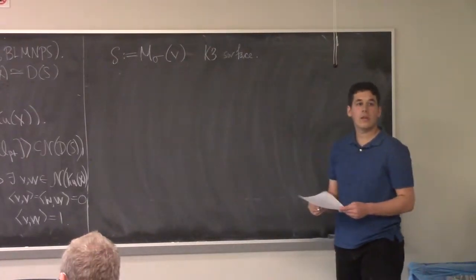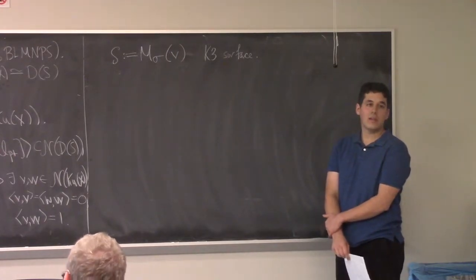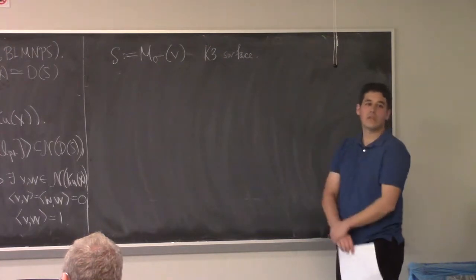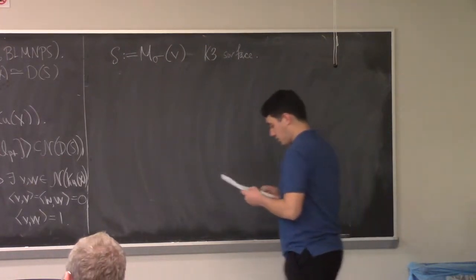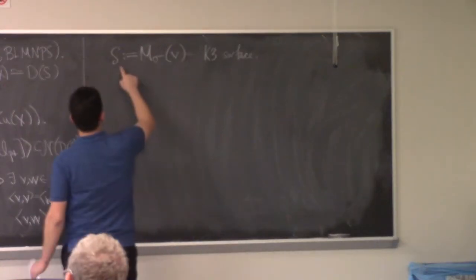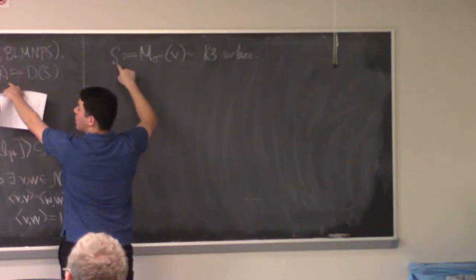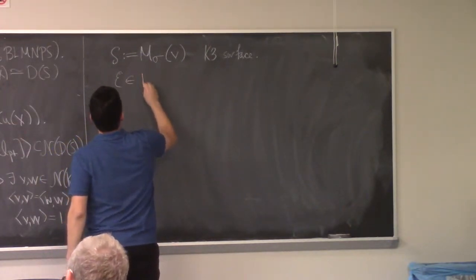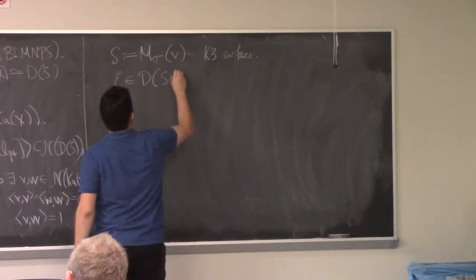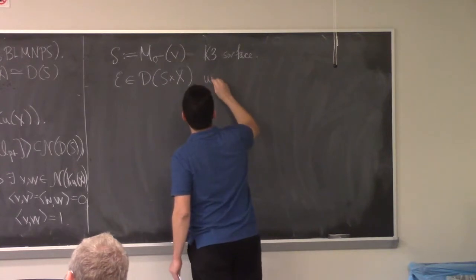What was that? My definition of hyperkähler was that it's simply connected. Yeah, and that's part of the previous theorem. So this is a K3 surface, and I'm going to tell you why this condition holds for this X. Okay. So the reason is that there's a natural object in the derived category of the product of S with X. It's just the universal sheaf.